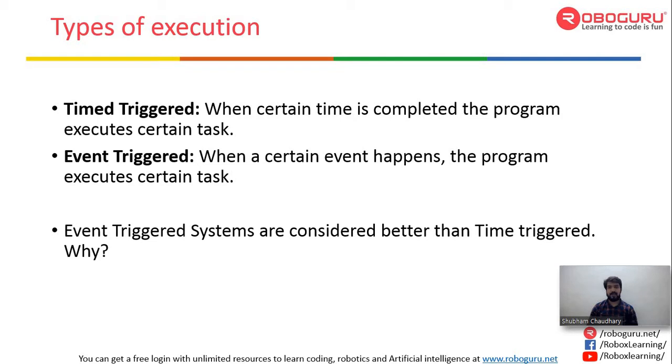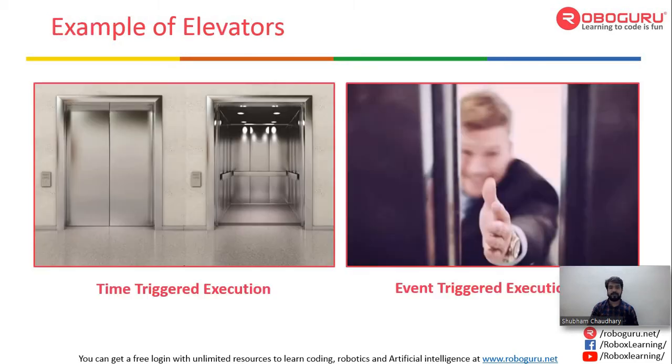Like if we talk about an air conditioner, the event is something like when the required temperature is achieved. So what you do is you set a temperature of 24, and when that temperature of 24 is achieved, the air conditioner will stop. There are some cases where event triggered systems are considered better than time triggered. You should search this and see why event triggered systems are considered better than time triggered.